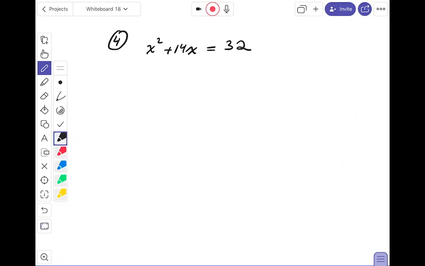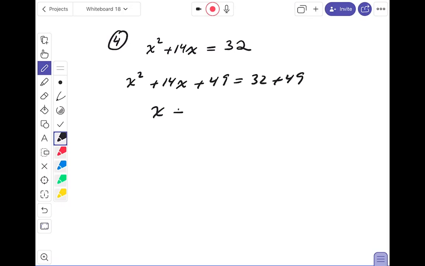They want me to solve by completing the square. Well, it's in the proper form. I got the constant isolated. So what I'm going to do, well, the coefficient on the x squared term is 1. That's good news. And now the coefficient on the linear term, which is x, is 14. Half of that would be 7, and 7 squared would be 49. So what are you going to do? You're going to add 49 to both sides. Again, fair and equal treatment.